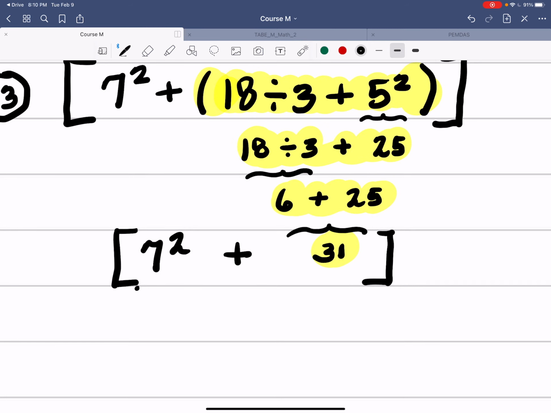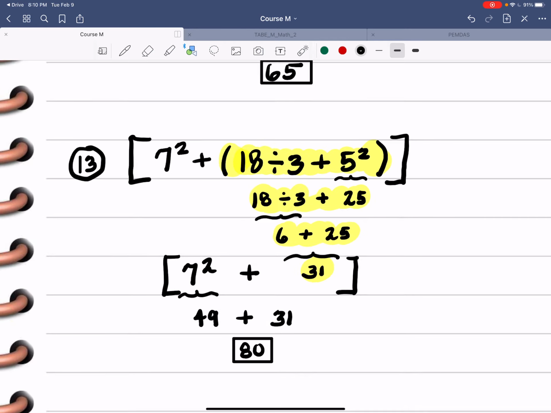So then I would do exponents. 7 sevens are 49, and 49 plus 31 is 80. And there's nothing to copy.